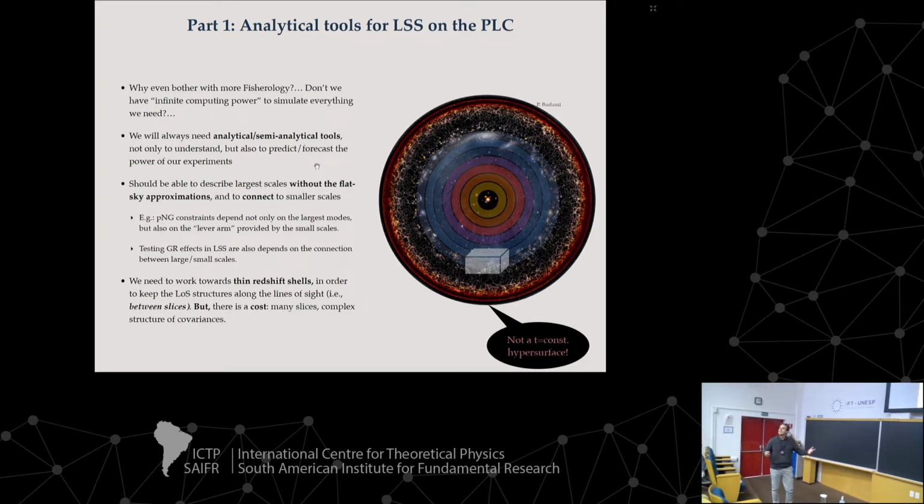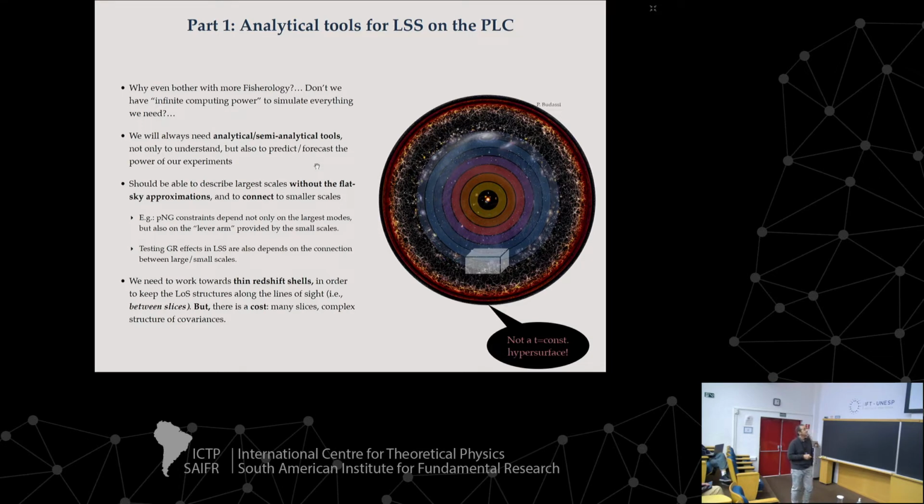Large scales, if you do the flat sky approximation, you may lose across-the-line-of-sight scales, or you may have to correct in some way the systematics that are generated because of that. So GR effects, general relativistic effects on large-scale structures, are also in this category here.